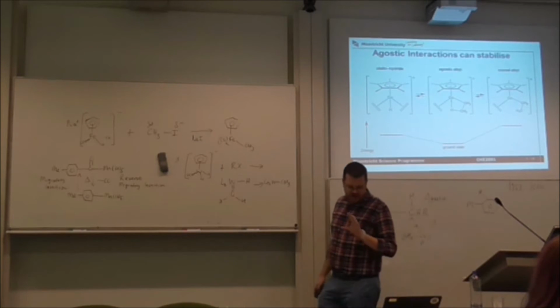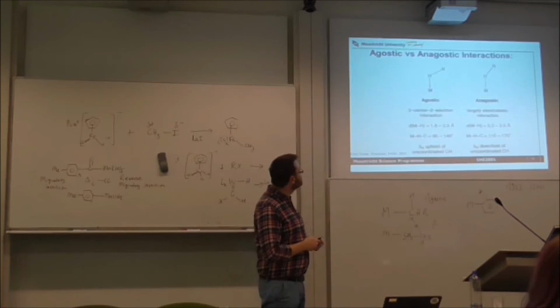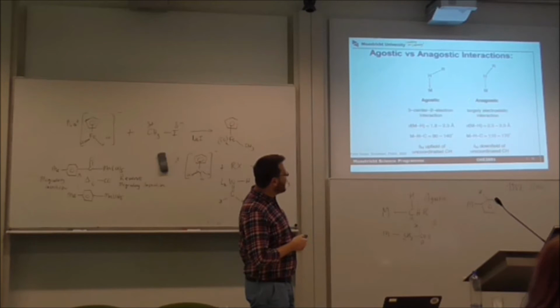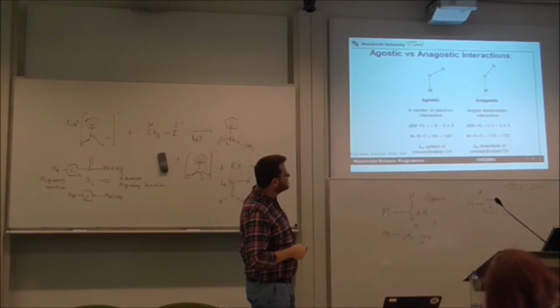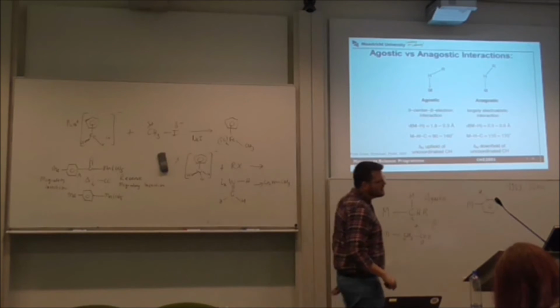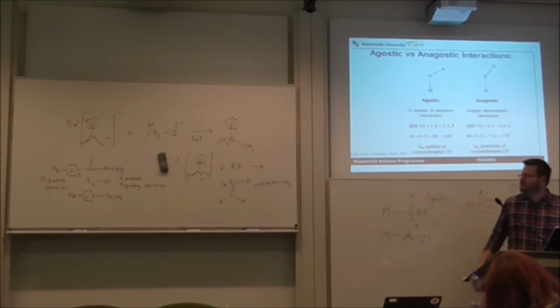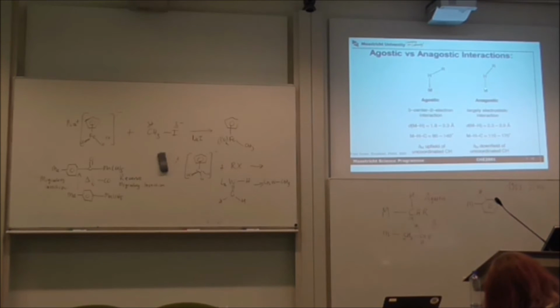So agostic interactions are quite important. You also have the idea of an anagostic interaction. It's basically the same thing as an agostic interaction, except the nature of the interaction between the metal and the hydride is that it is electrostatic. So in a formal agostic interaction, 3 center 2 electron, you have more of a covalent type interaction, and in an anagostic interaction, it's electrostatic.